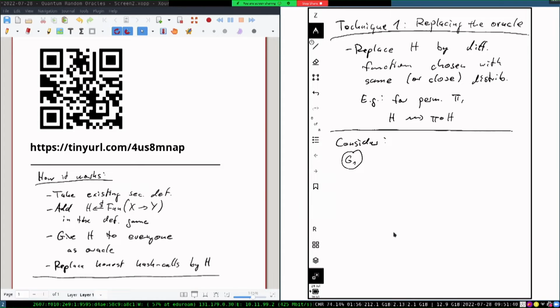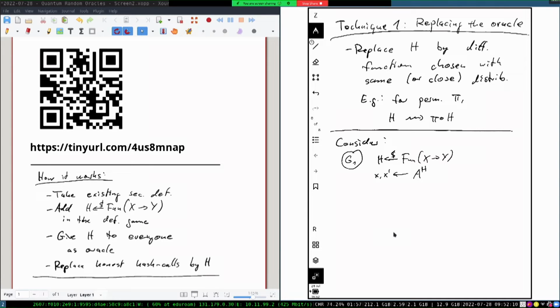So the game we are looking at is that we pick the random oracle uniformly, as usual. Then we let the adversary run with oracle access to h. And from now on, because I have to write this a lot, I will just put h and not h in cats.